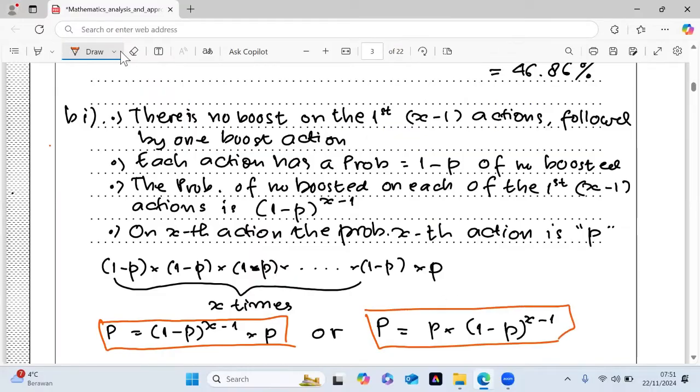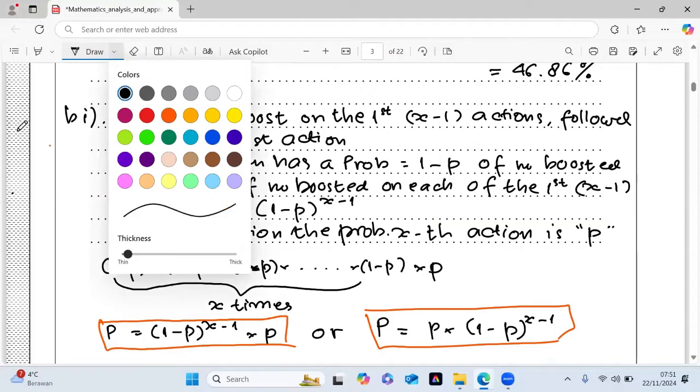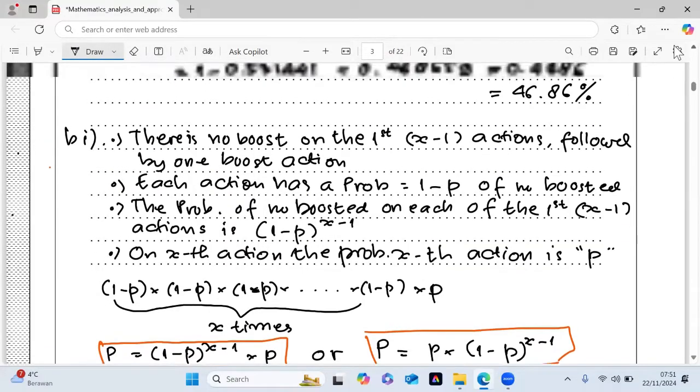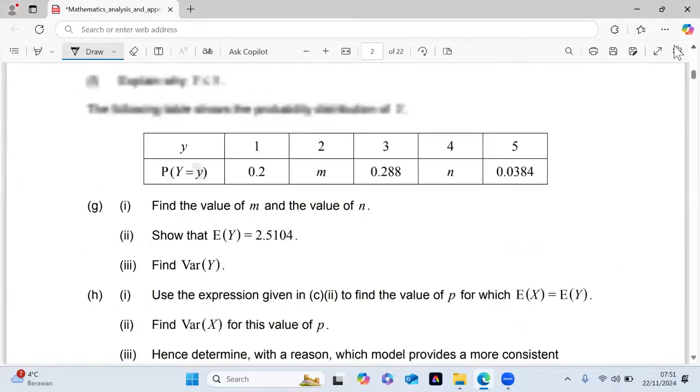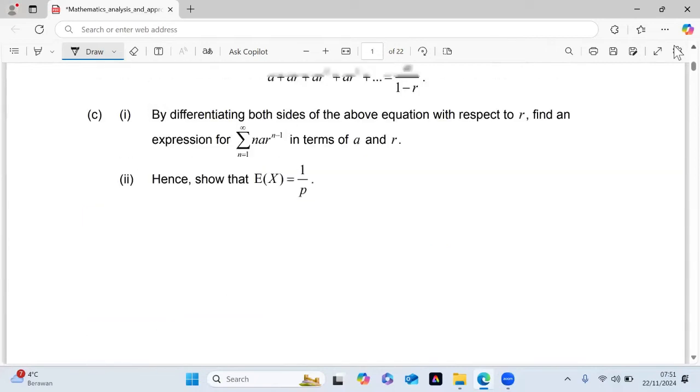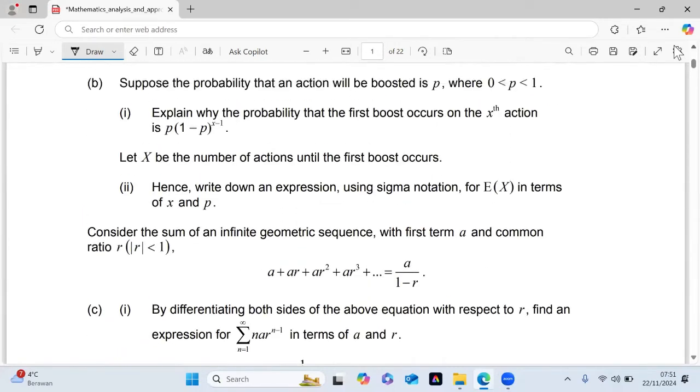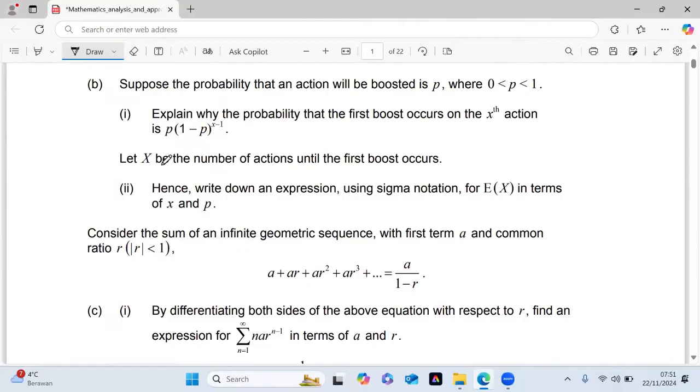Okay, next. B part 2. Let X be the number of actions until the first boost occurs. Hence, write down an expression using sigma notation for the expectation of X in terms of x and p.